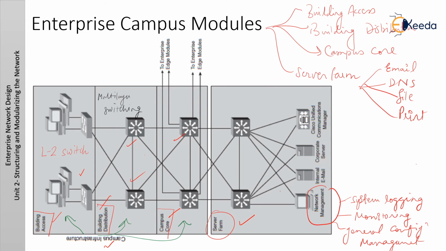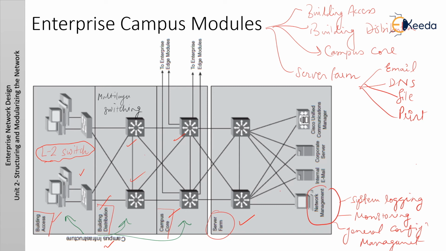A single building in a campus infrastructure design contains a building access layer and a building distribution layer. When more buildings are added to the campus infrastructure, a backbone or campus core layer is added between buildings. The campus infrastructure module includes three layers: the building access layer, building distribution layer, and campus core layer. In the most general form, the building access layer uses layer 2 switching. Okay, here it is layer 2 switching, not MPLS or multi-layer switch. And the building distribution layer uses multi-layer switching.